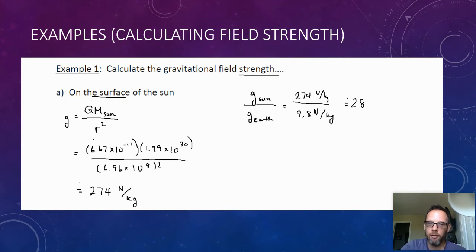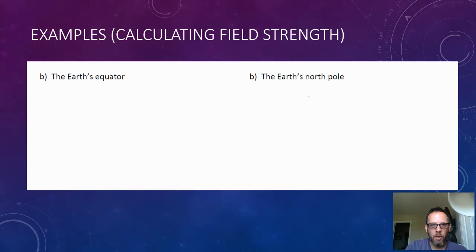So pretty interesting. Let's play around with this a bit more. We've talked about how g, gravitational field strength, and acceleration due to gravity are affected by how far you are away from the center of whatever body is setting up the field. Well, the Earth is not a perfect sphere. It's what we call an oblate spheroid. And so the distance from the Earth's equator to the center of the Earth's mass is different from the North Pole.